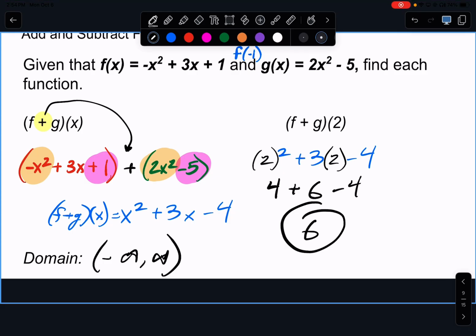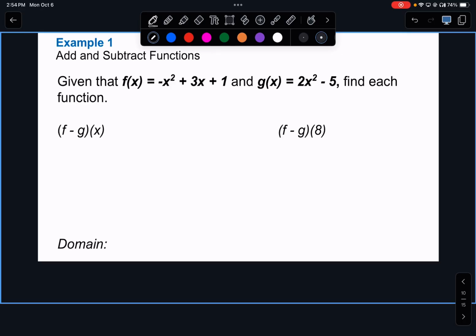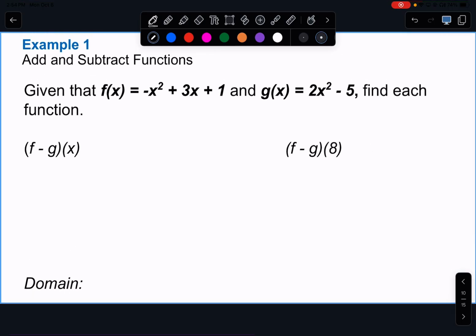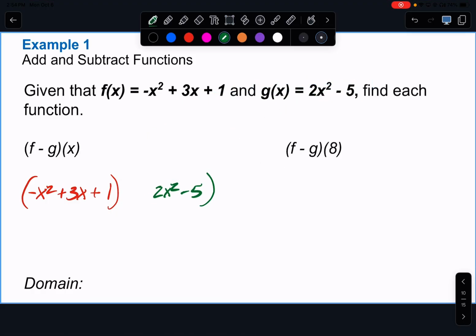All right. Now let's stay in the same lane, but we're going to subtract now. Negative x squared plus 3x plus 1. I'm going to take that down here and put it in parentheses. Then 2x squared minus 5. Take that down here, put it in parentheses. And now I'm going to put a minus between.